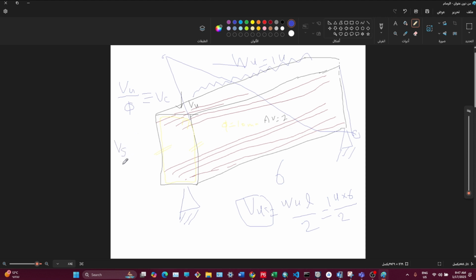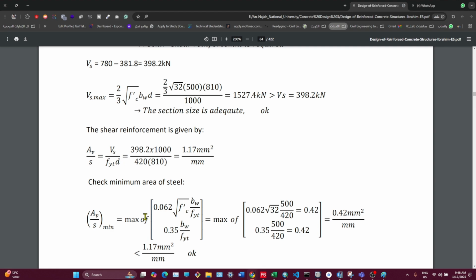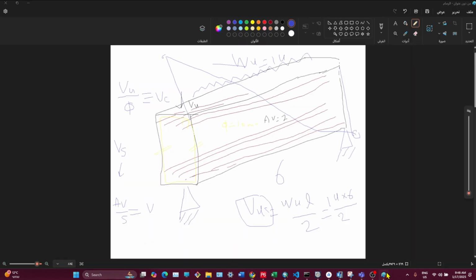Now this VS, we need to design it. To design it, we need to compute the AV over S, which would equal to VS over FYD, VS over Fy by the effective depth, right?